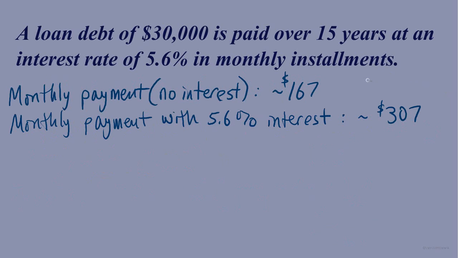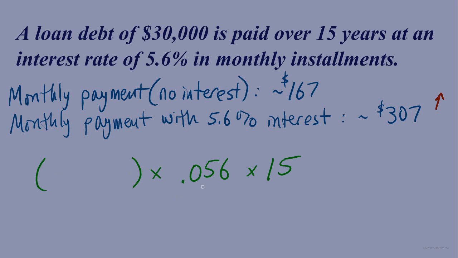So to recap, we found that the monthly payment without considering interest, just to pay off the $30,000 balance, would be $167 approximately. Working in 5.6% interest, using a simple interest calculation on the full balance $30,000, gave us a monthly payment of about $307. And we know this is an overestimate. So another strategy that we could use when calculating the interest would be to not use the full balance of $30,000, but to think about what would be the average balance of this loan as it's being paid off.